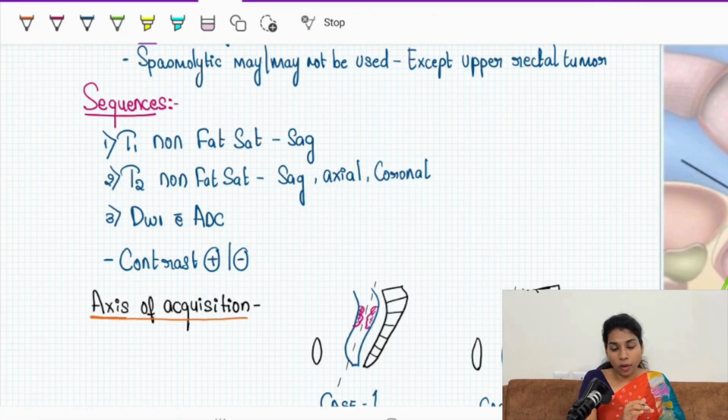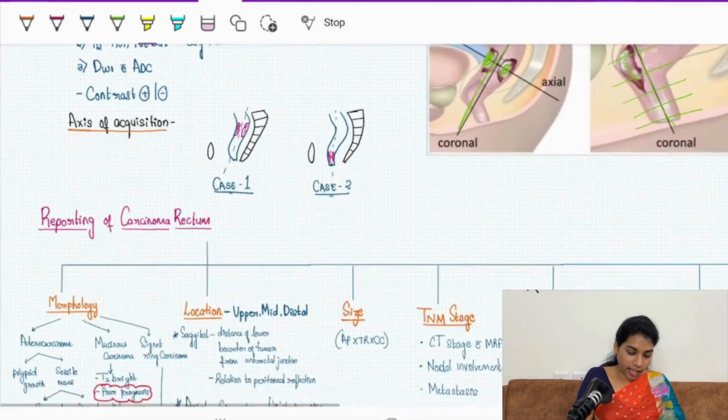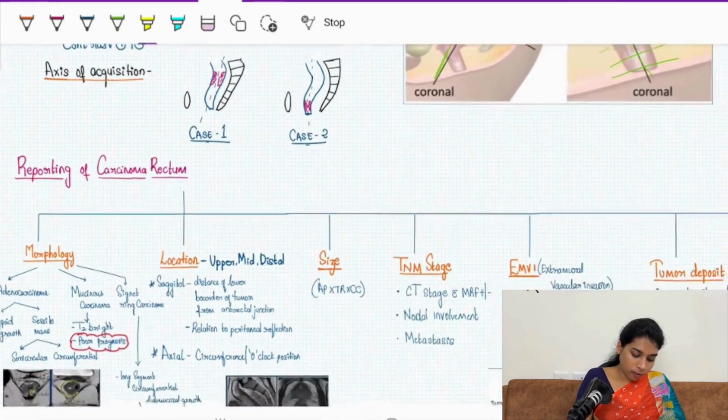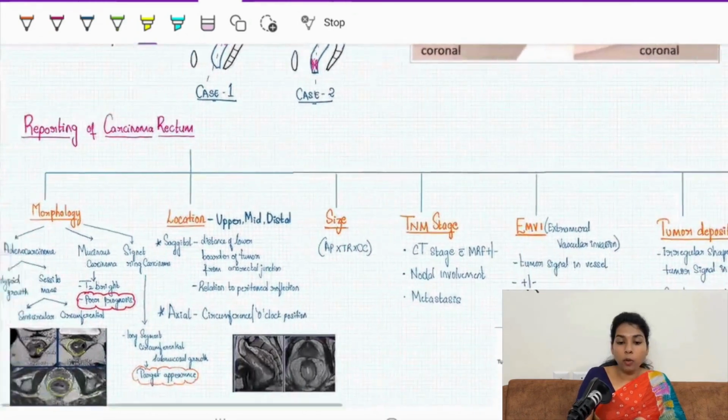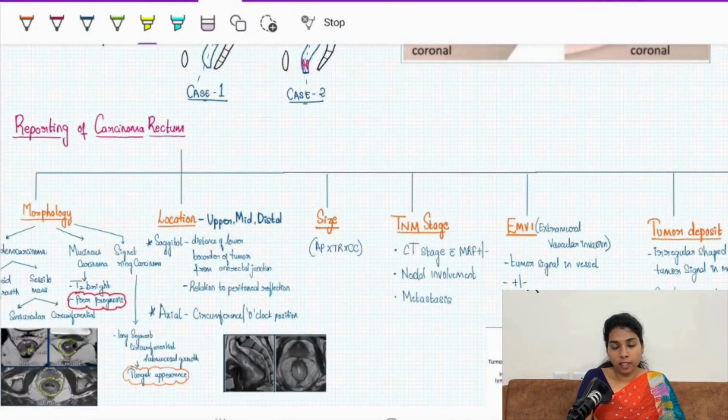And coming to the contrast, contrast is not a must for carcinoma rectum evaluation. So it is optional if you want to give contrast or not, but it is not a must to evaluate a carcinoma rectum unlike other cancers, right? So coming to the sequences, the three most important sequences are T1 non-fat sat, T2 non-fat sat, diffusion with ADC. We've already discussed about the axis of acquisition. Now that you've acquired CA rectum, now we'll look at how do we report a case of carcinoma rectum.